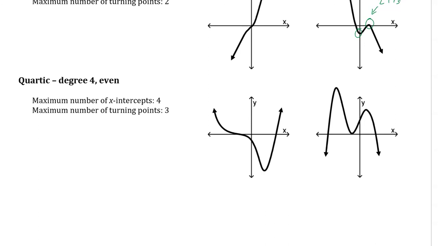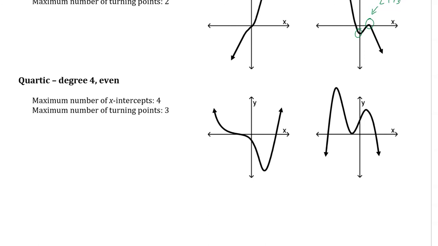It's an even degree, so they point the same direction, and that is true up to any number you want to pick. If it's an odd degree function, the end behaviors will be one up, one down. If it's an even degree function, the end behaviors will be both up or both down. Okay, so these are the properties that we need to know about. This is about polynomial functions. Other functions don't have degrees. This is about polynomial functions, and these are the things we need to know about polynomial functions.